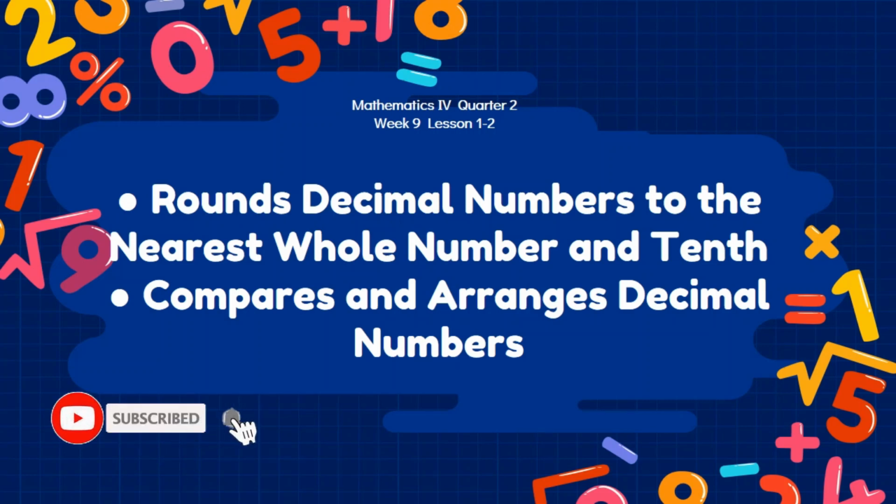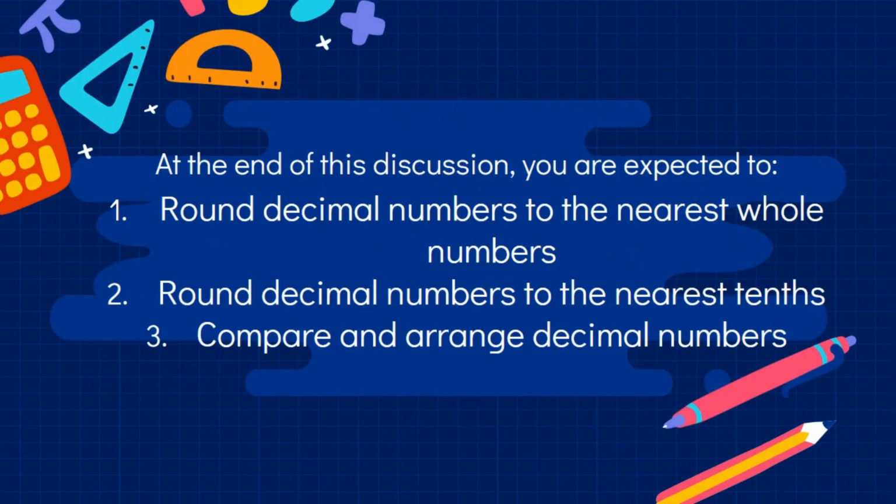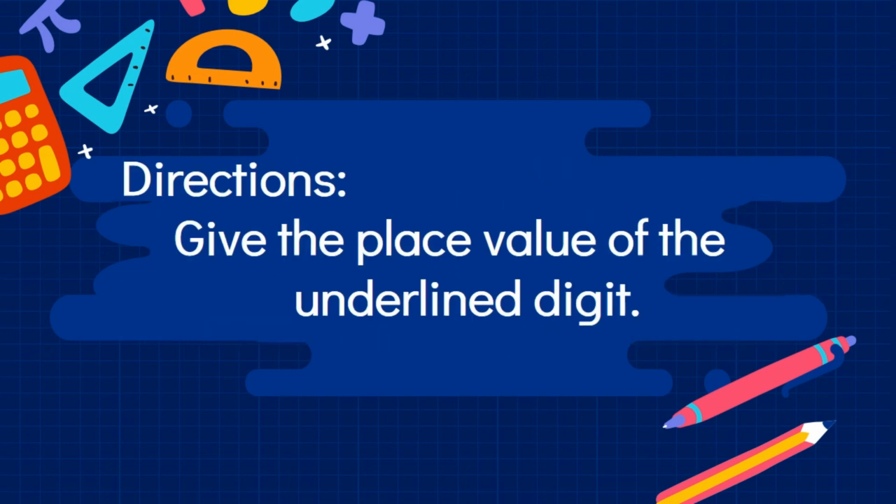Today, we are going to round decimal numbers to the nearest whole number and tenth, and compare and arrange decimal numbers. At the end of this discussion, you are expected to round decimal numbers to the nearest whole numbers, round decimal numbers to the nearest tenths, and compare and arrange decimal numbers. Let's have first a review. Directions. Give the place value of the underlined digit.